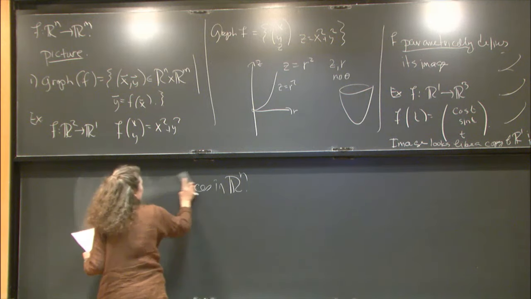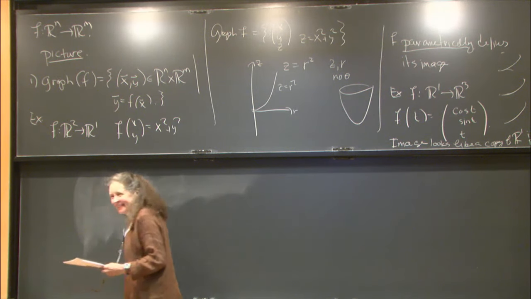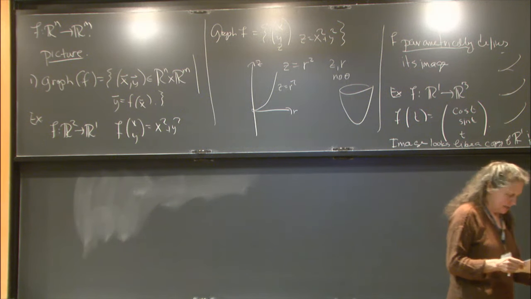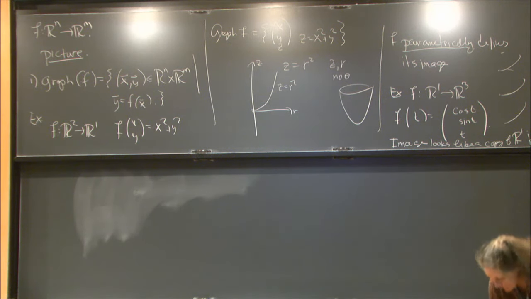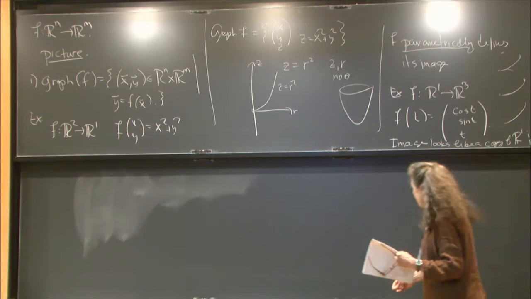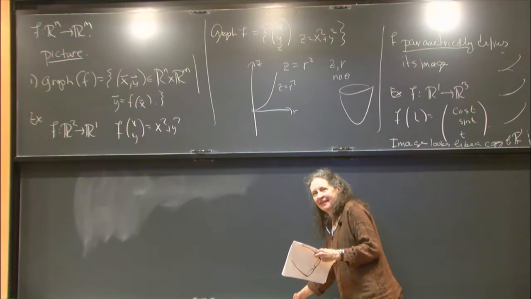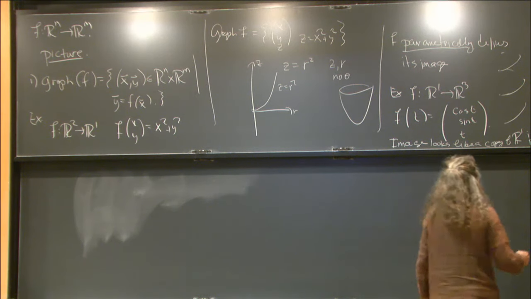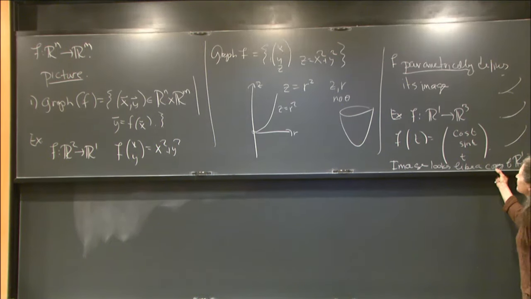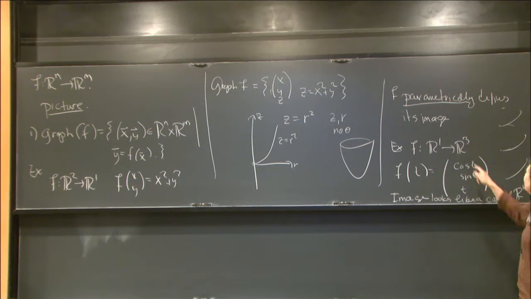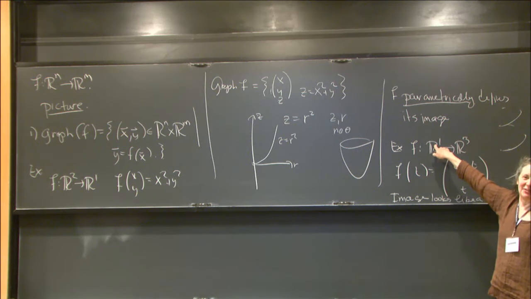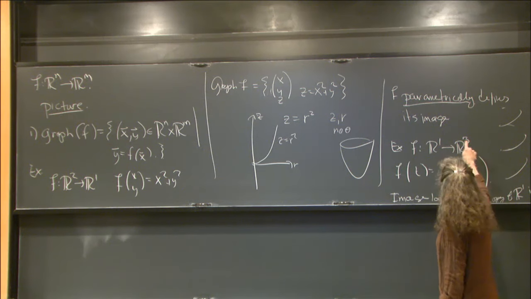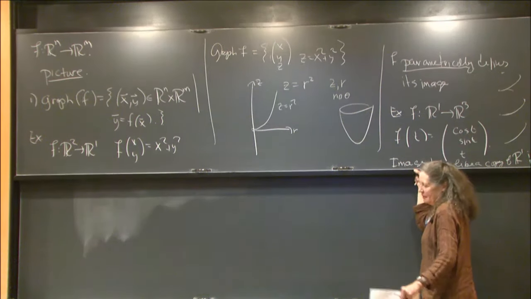The third way, what's the third way? Who knows? These are ways of getting a picture of a function. That's only really a good way if f is injective, right? Yes, that's correct. Well, it doesn't have to be injective, but it's better when this dimension is bigger than that dimension. So this is better when this dimension is bigger than that, yeah.